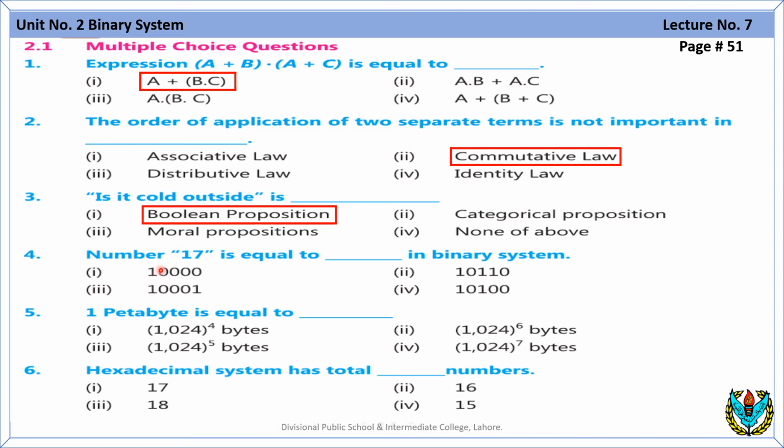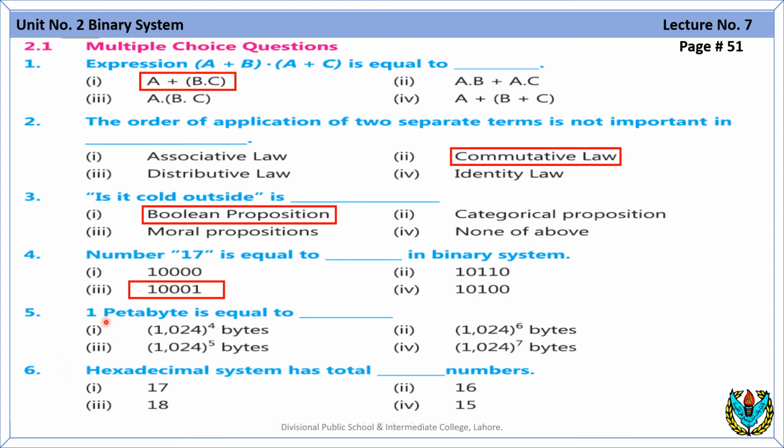Number 4. Number 17 is equal to dash in the binary system. Number 1, 1 0 0 0 0. Number 2, 1 0 1 1 0. Number 3, 1 0 0 0 1. Number 4, 1 0 1 0 0. The answer is 10001.